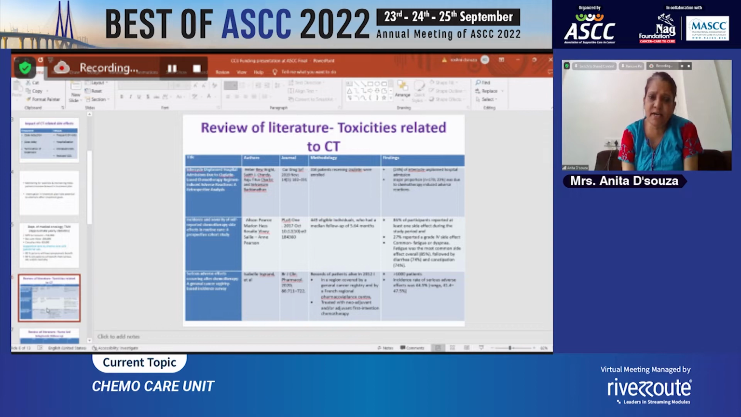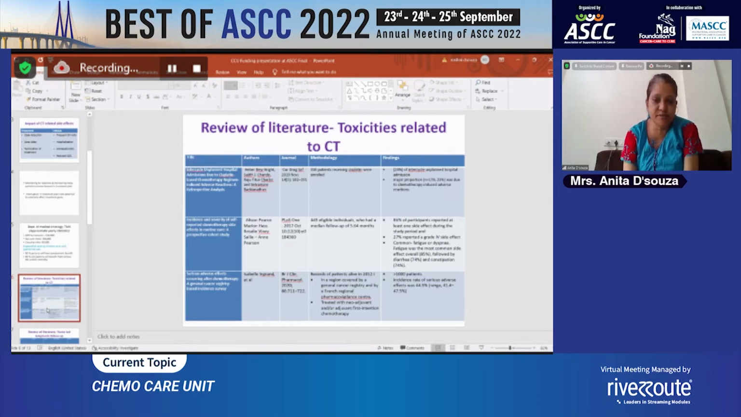A study done by Alison Pierce et al. on incidence and severity of self-reported chemotherapy side effects enrolled 449 eligible individuals who had a median follow-up of about 5.64 months, and it was seen that at least 86% of the participants reported at least one side effect because of the chemotherapy during the study period. 27% reported grade 4 toxicity, and the common problems reported by the participants were fatigue and dyspnea, followed by diarrhea and constipation.